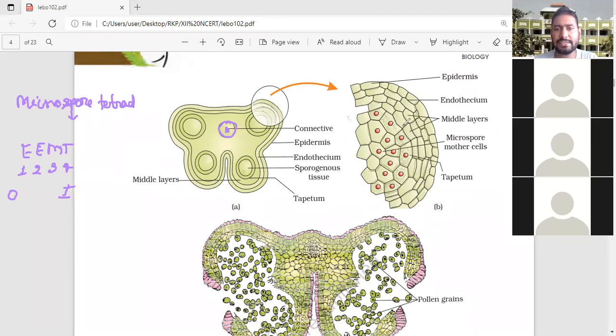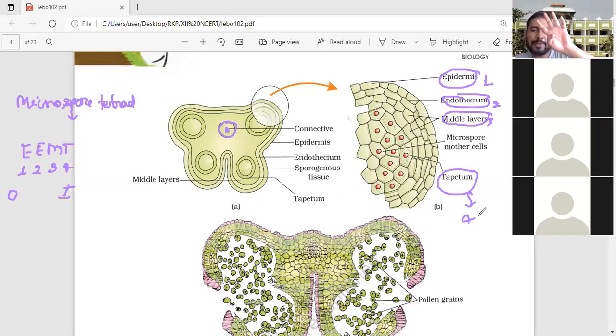Now if you see this diagram, your concept will be clear. They have given epidermis, that is the outermost layer, number one. Second is the endothecium, that is the second layer. And third is the middle layer. And fourth is the tapetum. Is it okay? So the Microspore-tetrad is made up of only four different layers. Outermost layer epidermis, second is the endothecium, third is the middle layer, and fourth is the tapetum. How do you learn? EEMT: epidermis, endothecium, middle layer, tapetum.